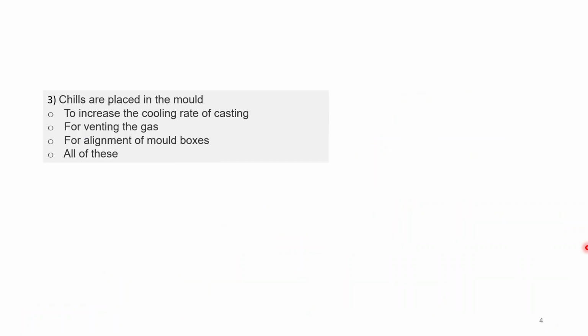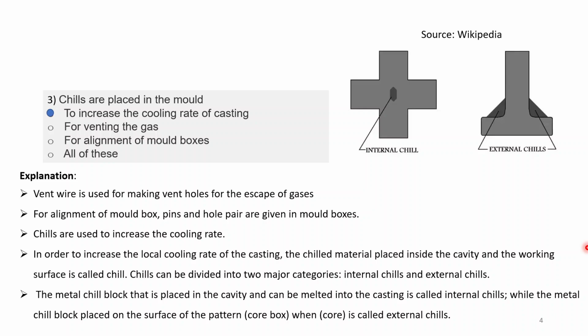Next: chills are placed in the mold to increase the cooling rate of the casting, for venting the gases, for alignment of mold boxes, or all of these. The answer will be to increase the cooling rate. There are two types of chills, internal chills and external chills. Internal chills will be similar to the casting metal. So it will be increasing your cooling rates.